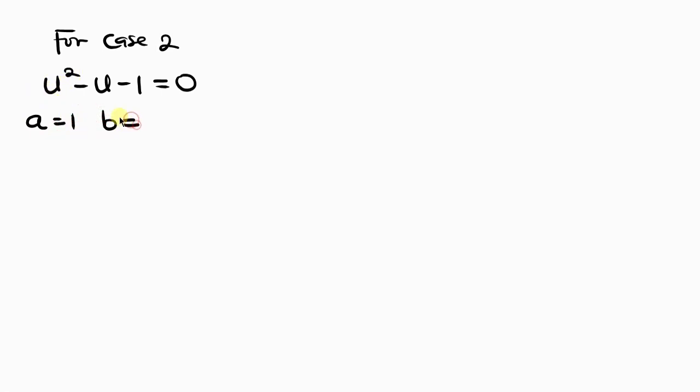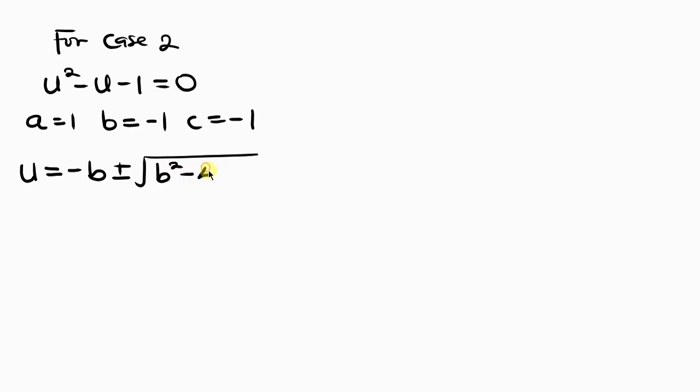b is the coefficient of u, and that's -1, so -1. And our c is the constant term, which is -1. So the quadratic formula that we're going to be using, since we're looking for u, is u equals minus b plus or minus the square root of b squared minus 4ac all over 2a.